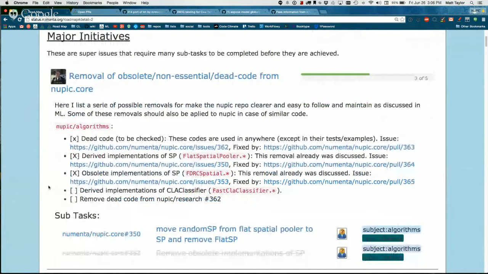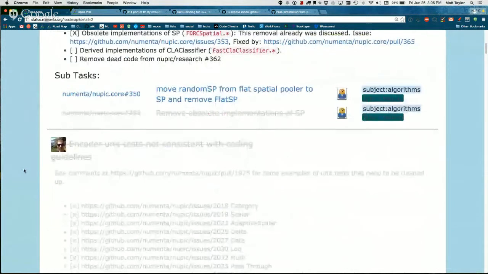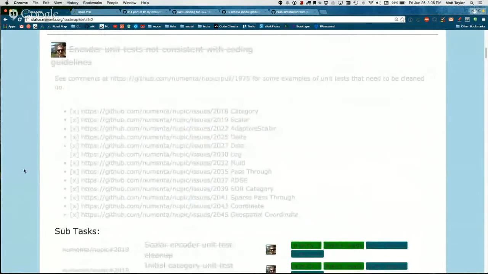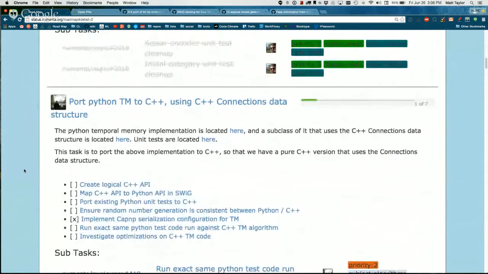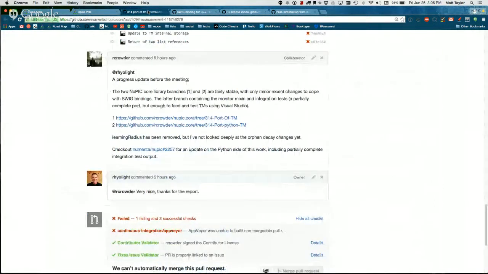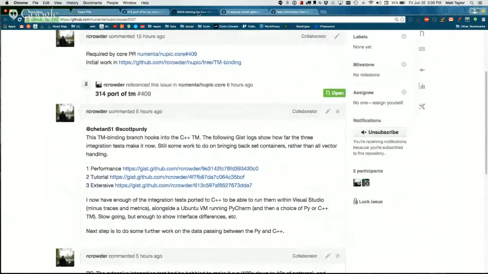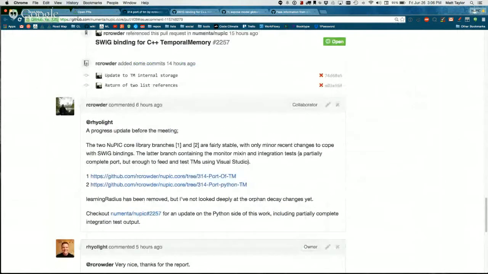There are only a couple more things with some of the code cleanup in here, and I've pinged on those PRs. All of these coder tests have been cleaned up, which is great. Richard is still working on porting temporal memory to C++. He's given us a couple of comments on his progress that Kate, Scott and I have looked at, so we're keeping up with your progress there. Richard, let us know if you need guidance or help on these issues, and we will do what we can to help you out.